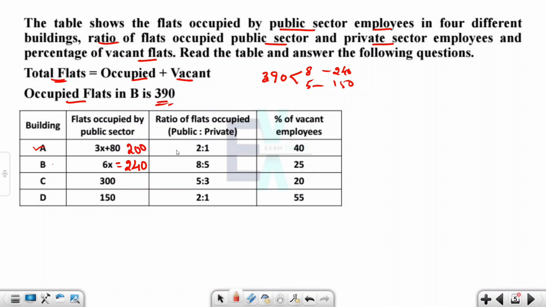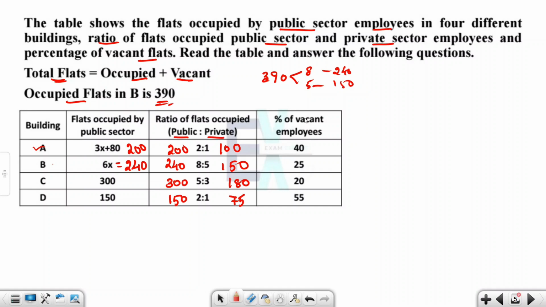Okay, so now 200 public, private. So what is that? Private. So 2 is to 1, right? So if 2 parts is 200, 1 will be 100. Okay, 1 will be 100. So similarly here it will be 240 and 150. Next 300, if 5 parts is 300, 3 parts will be 180. The next, if 2 parts is 150, 1 part will be 75. This is nothing but public and private.